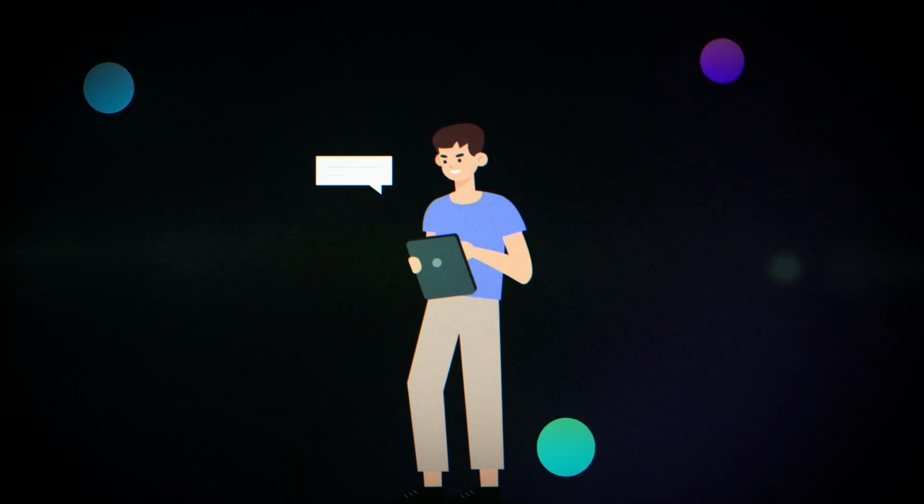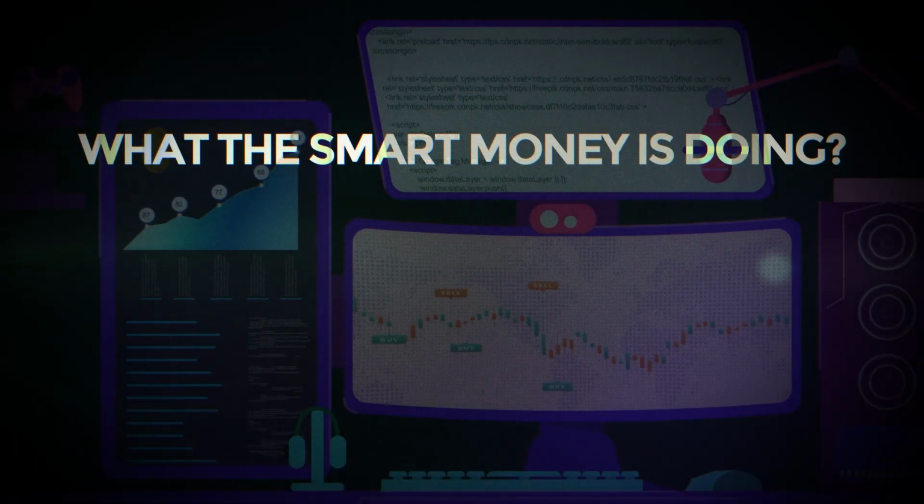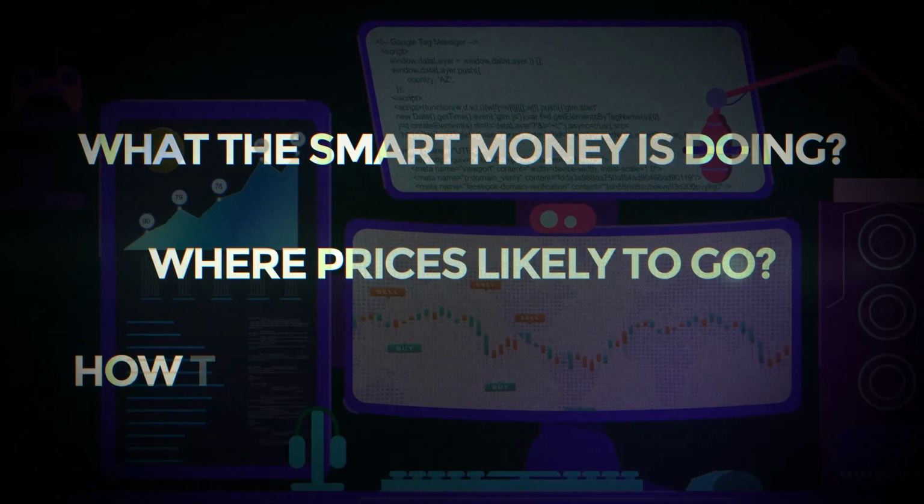But here's what changed everything for me. I deleted every single indicator and started reading pure price action. Now I can look at any chart and tell you exactly what the smart money is doing, where price is likely to go, and what I can do to take advantage of that. So in the next 15 minutes, I'm going to teach you exactly how I can read any chart and make sense of what's going on underneath the noise in order to make over £16,000 last month alone.